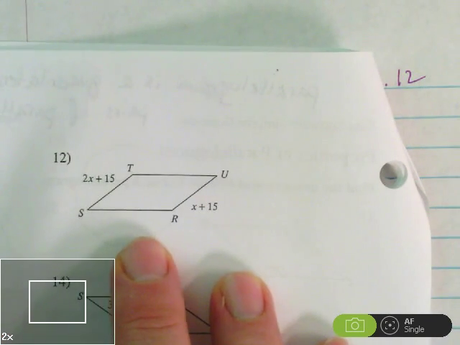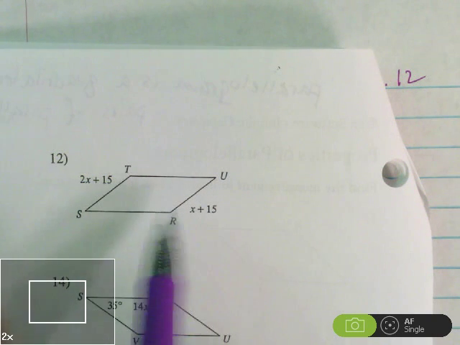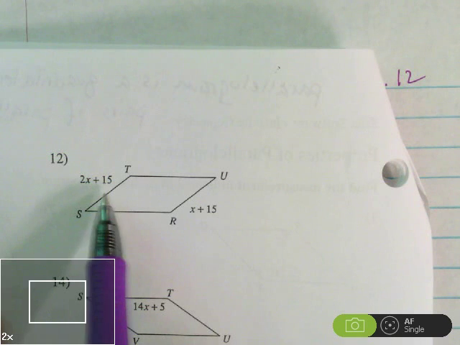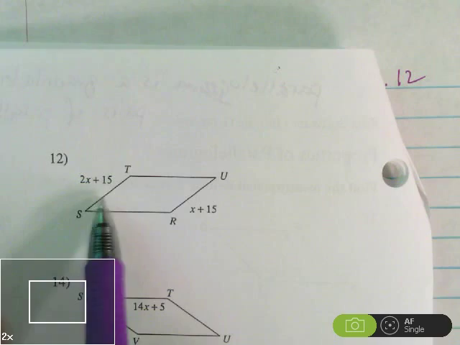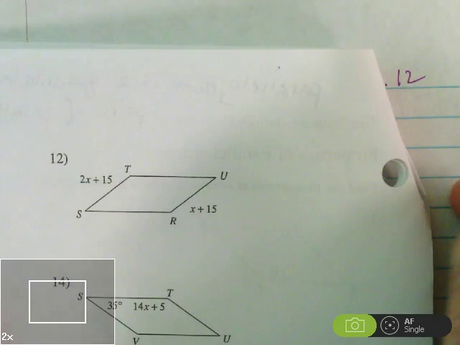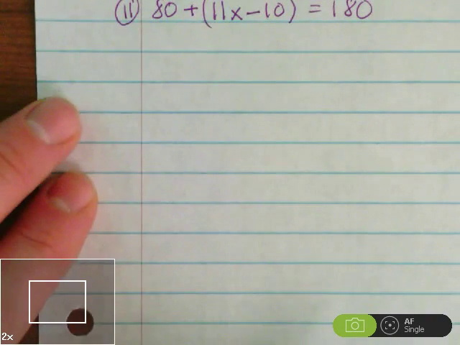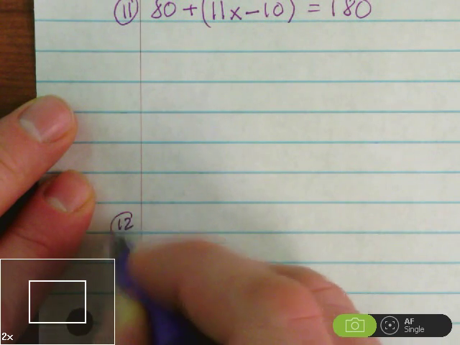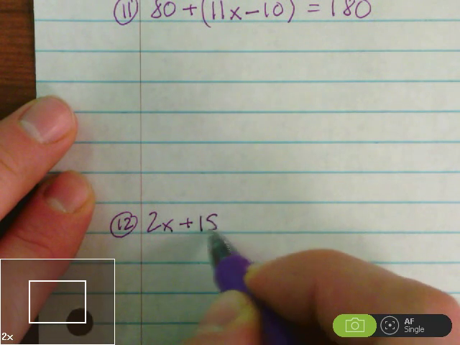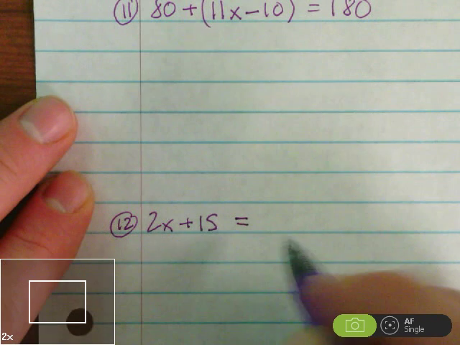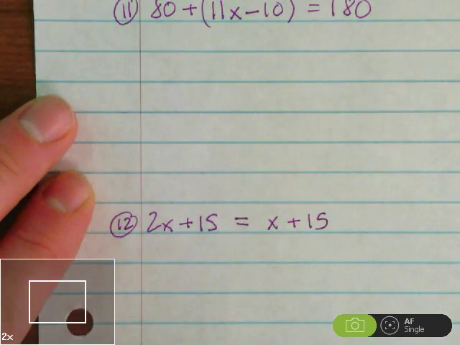Number 12, we've got a pair of parallel sides here, opposite sides. They're congruent. So 2x plus 15 is the same as, or equal to, x plus 15. We're going to come down here for number 12. And we have 2x plus 15 equals x plus 15.